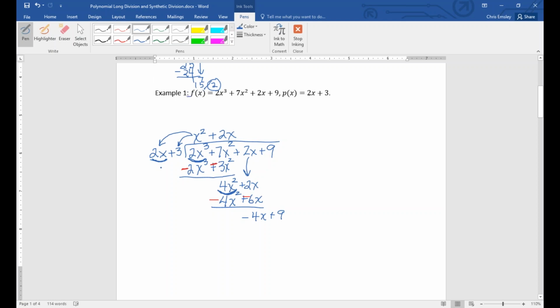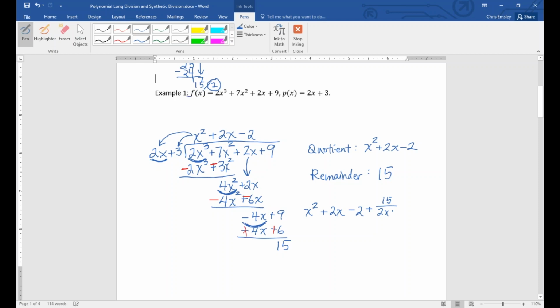Now back to the beginning again, what would I multiply 2x by to turn it into that negative 4x? I multiply by negative 2. Multiply down, again distribute, that gives me negative 4x minus 6. I'm going to subtract, so this becomes a positive and that becomes a positive, and our remainder is 9 plus 6, which is 15. So in terms of the way they asked the question, our quotient is x squared plus 2x minus 2, and our remainder is 15. Sometimes you'll see those written as just one long expression. We could write it like this too. 15 over our divisor. That's another way we can write that remainder.